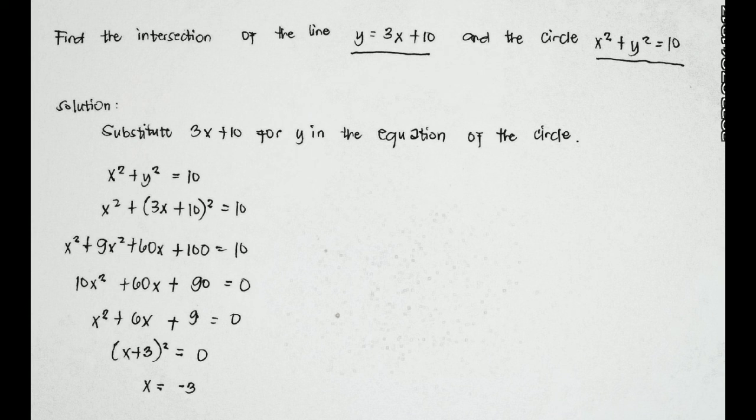And I copy the 60x. And then subtract the 100 and the 10. So the answer is 90. Then is equal to 0. And then we find any number that can divide these equations, which is 10x squared plus 60x plus 90. So let's say 10. So 10 divided by 10 is equal to 1. So we have x squared. And 60 divided by 10 is equal to 6. So we have 6x plus 90 divided by 10 is equal to 9. Then is equal to 0.